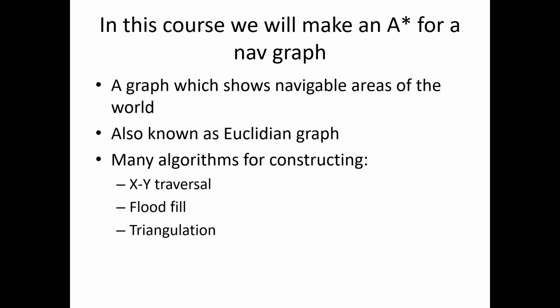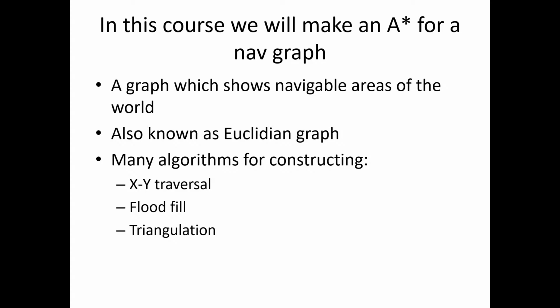So here we go. In today's example, we're going to make a navigation graph, as opposed to a tech tree or a state space search. This is also known as a Euclidean graph. These graphs can be constructed with other algorithms. Simple algorithms just traverse node by node across a 2D space, placing a node at intervals, so you basically get a tile-based graph. You could also use a flood fill algorithm, which takes a point and expands outwards.